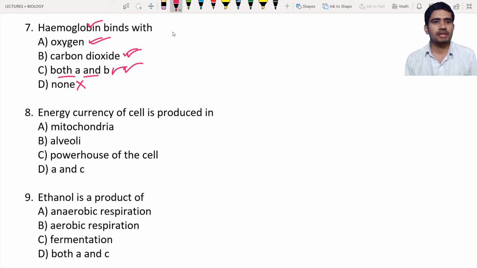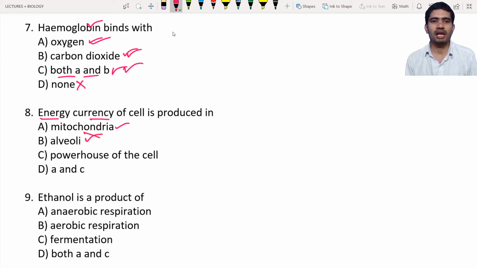Okay, and next, the energy currency of the cell. The energy currency of the cell is produced in which organelle? Next, mitochondria. So it is correct. We will see the other options also. Next, alveoli. No, not at all. There is no chance of alveoli.